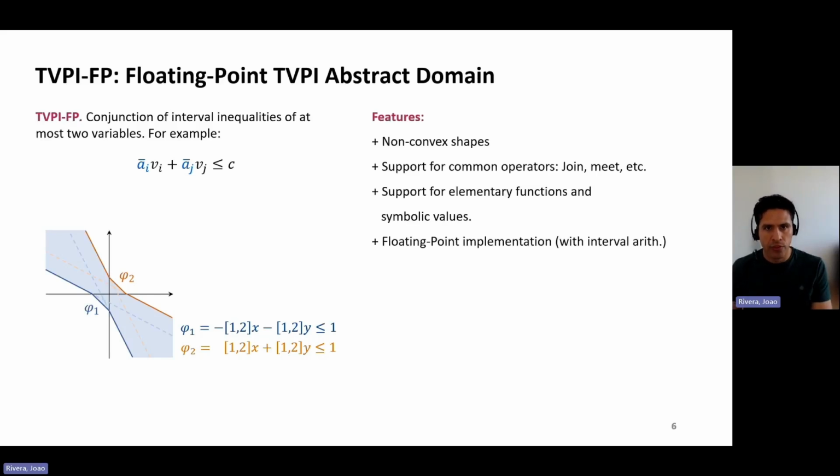Some of the features of our new abstract domain is that it now can model these non-convex shapes that are common due to round-off errors in floating point programs. We support common operators for program analysis, such as join, meet, widening, inclusion test. We also support elementary functions, which are common in floating point programs, and symbolic values, such as NaNs and infinities, in our abstract domain. And last but not least, we implemented it using floating point with interval arithmetic in its implementation itself, to allow for a fast implementation.